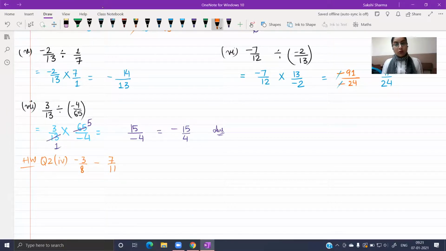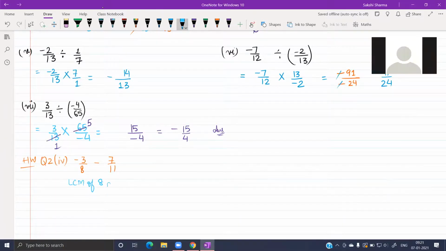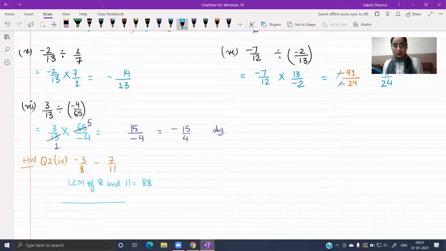-7/11. This is not multiplication or division. There is a subtraction sign here. So I want these to be like rational numbers. I'm going to find the LCM of the denominators, 8 and 11. It comes out to be 88. And now change your rational numbers. The first rational number will be multiplied with 11.